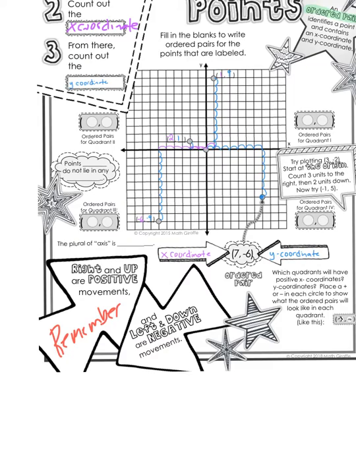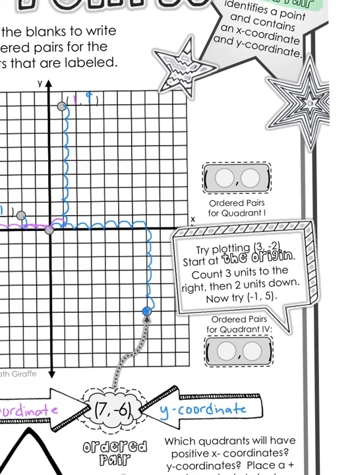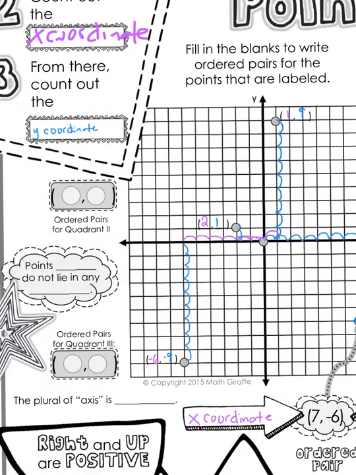So here, remember that ordered pairs in quadrant 1 are going to be positive, positive. In quadrant 4, they're going to be positive and negative. Quadrant 2 is going to be negative and positive, and quadrant 3 is going to be negative and negative. The plural of axis is axes, which looks like axes.